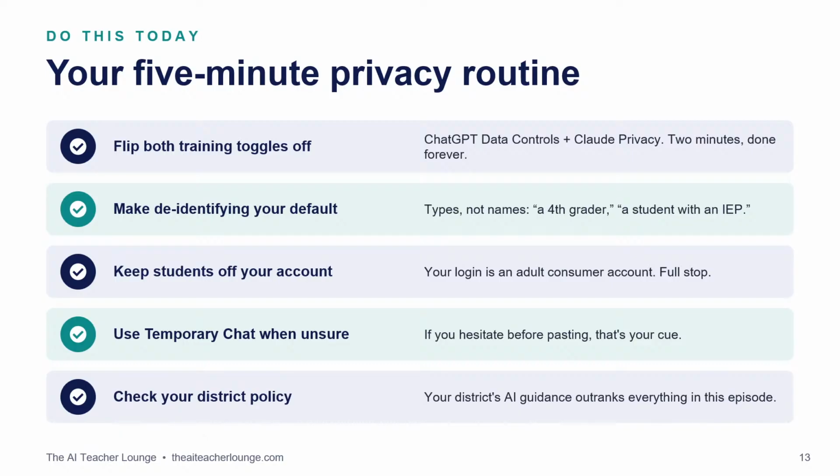So, your 5-minute privacy routine. Flip both training toggles off. I talked about that. I showed you how to do that. De-identify your default. Instead of saying fourth grader, a fourth grader in my class, you can say elementary student, what have you. Keep students off your account. Again, this is kind of under the heading of no kidding. Don't do that. Okay. Don't let your students use your account. That's just, I mean, would you let them use your Gmail? I mean, no, of course not. Use temporary chat when unsure. So I just showed you, at least on ChatGPT, how to turn on its version of incognito mode.